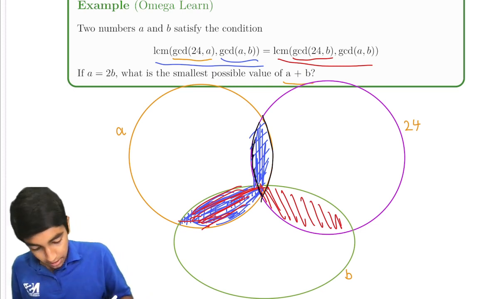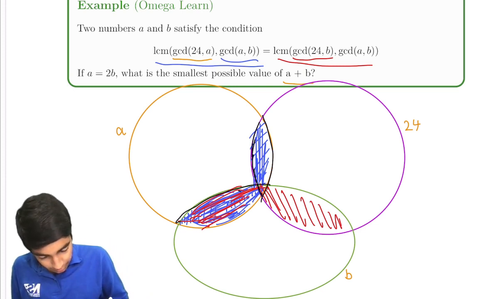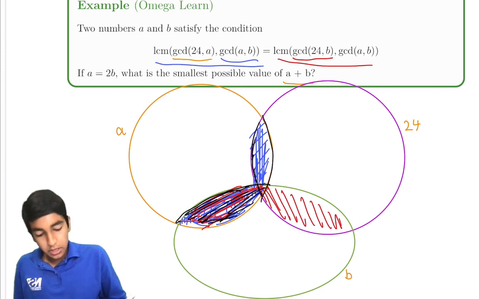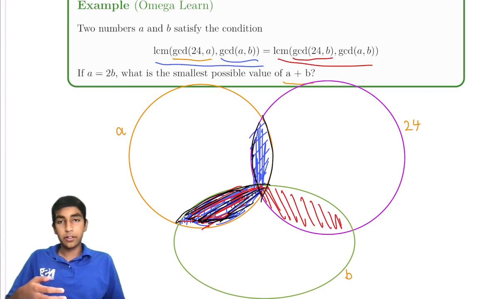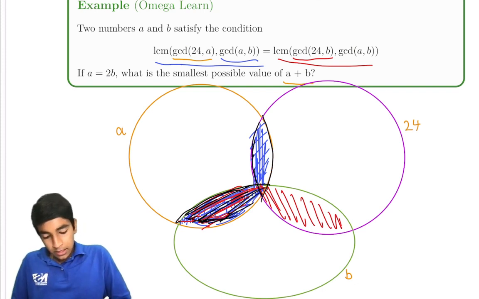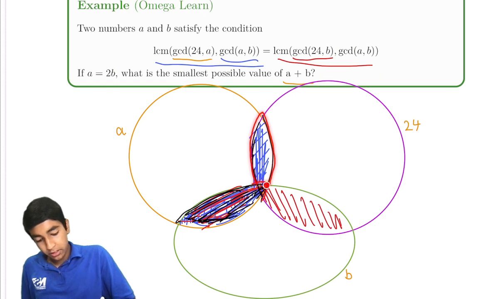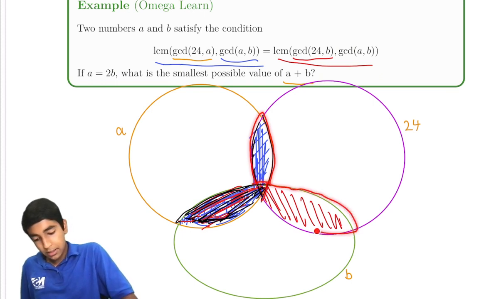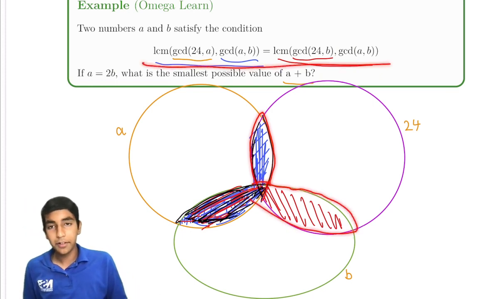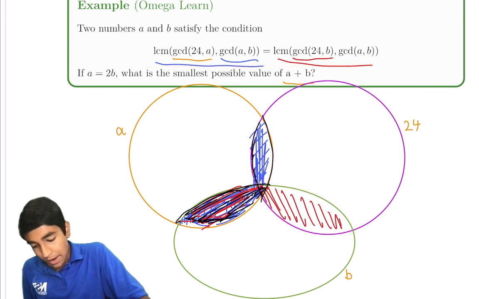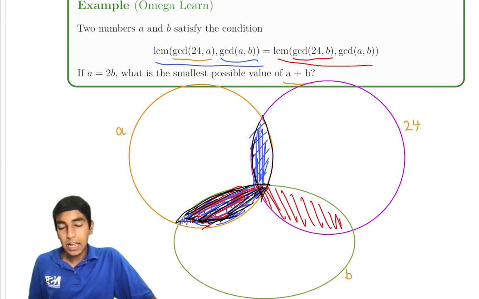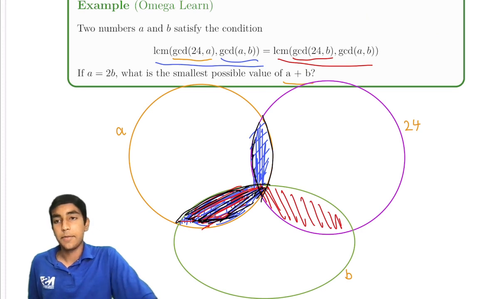Or sorry, not that region. This region over here, all of this black area is common to both the blue and the red regions. And what does that mean? That means that all of the prime factors in this remaining blue region must be the same as the prime factors in this remaining red region, because these quantities are equal.